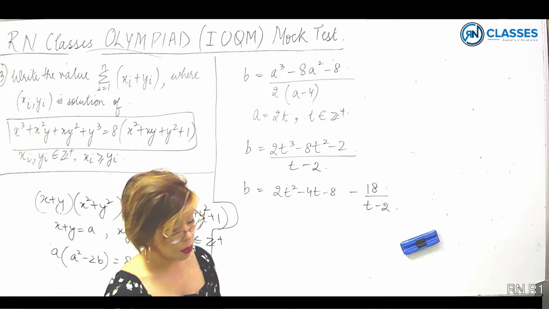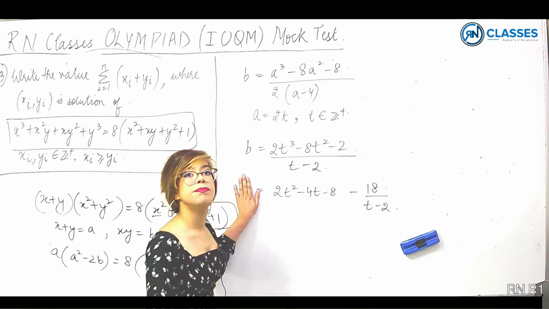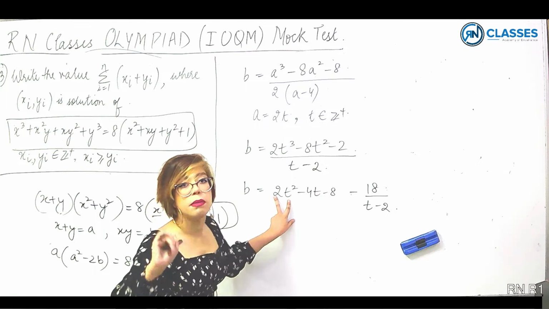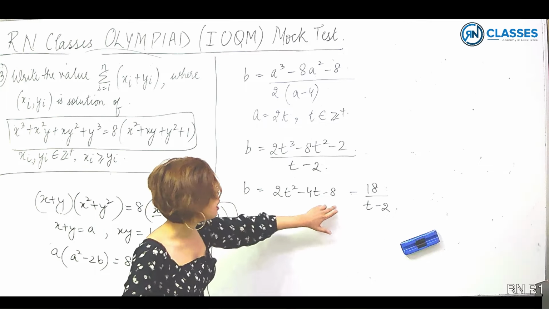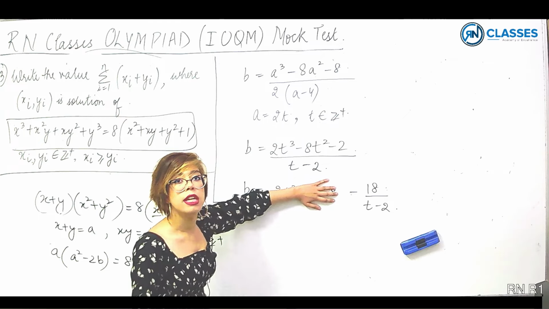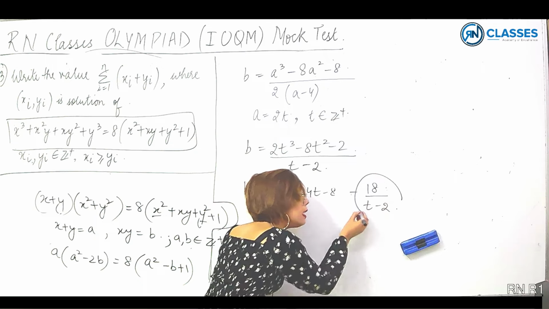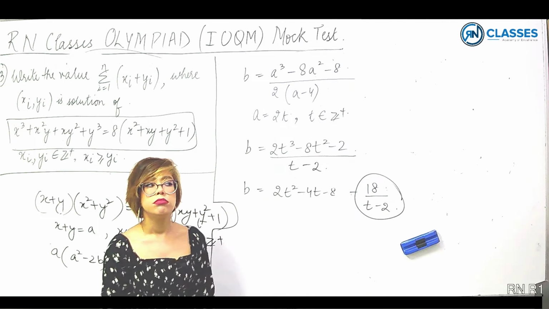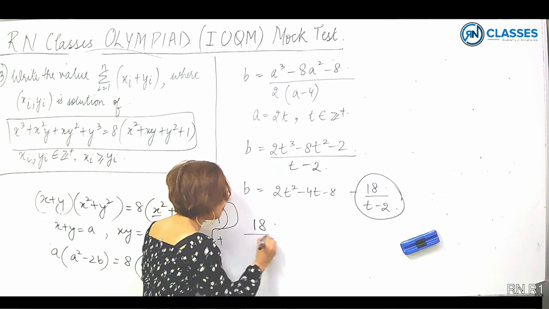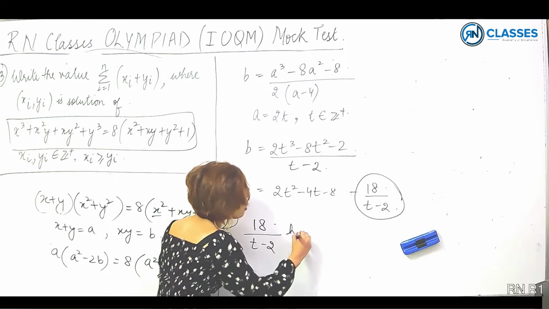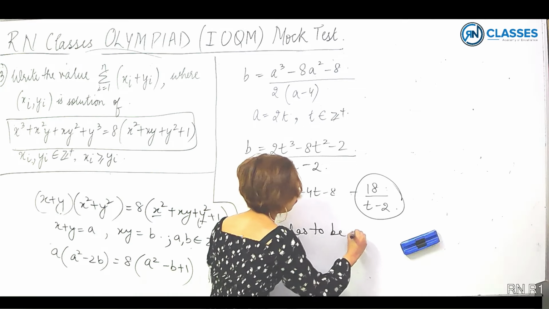Now this is a nice thing. Why? Because b is an integer. t is an integer. That means 2t square will be an integer. This would be an integer. This would be an integer. That means the entire quantity is integer. If this has to be an integer, this is already an integer. That means this quantity has to be an integer. Now 18 divided by t minus 2 has to be an integer.